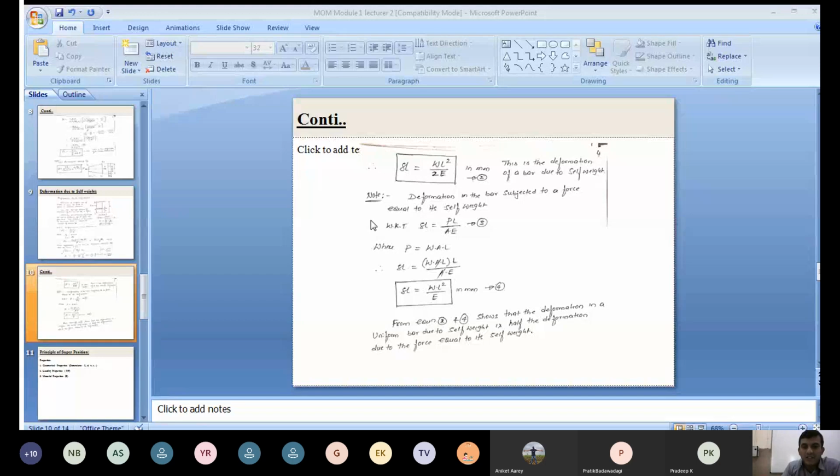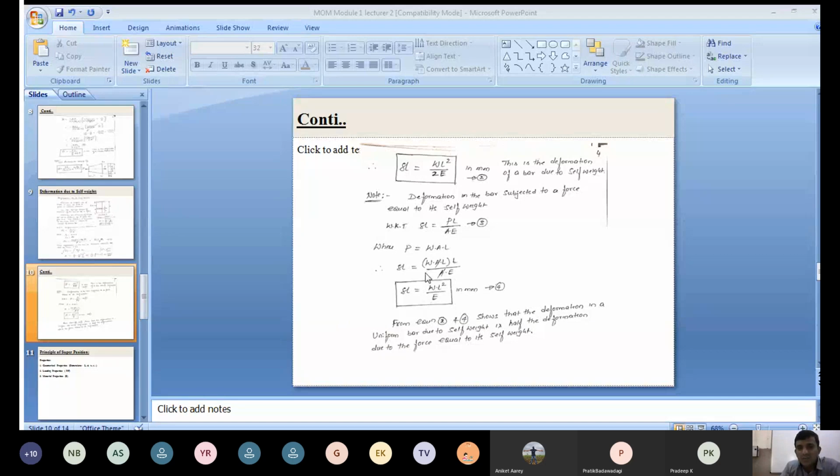This is the general formula for deformation of a bar. Now P, the load acting on the bar, is specific weight times volume of the bar, W into A into L. Substitute this P value into the above equation. Now A and A get cancelled. Finally you get WL square by E. That is also in millimeter.